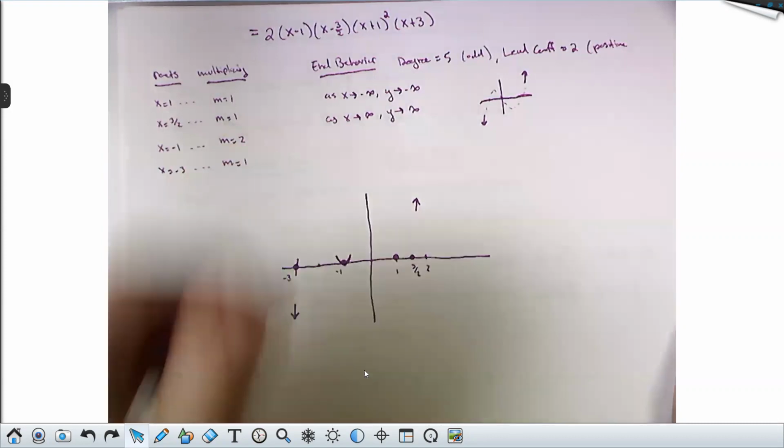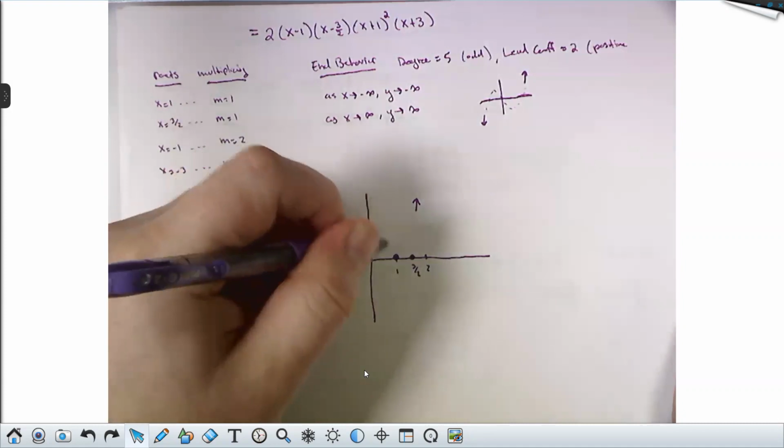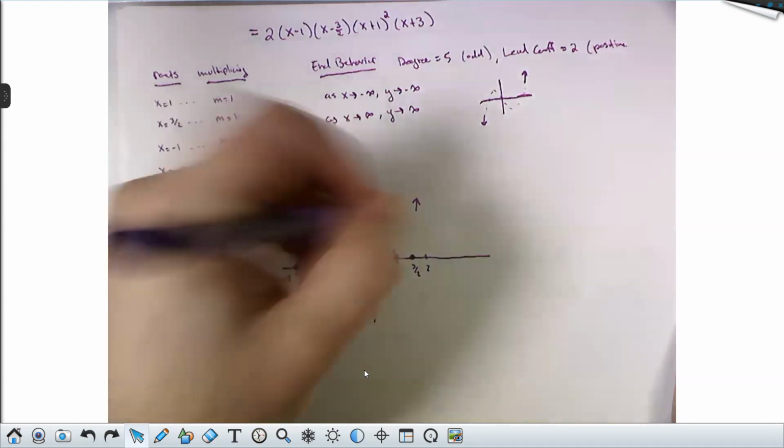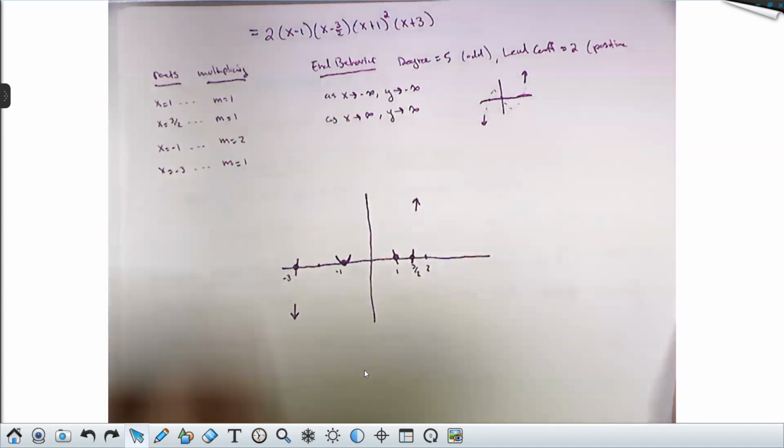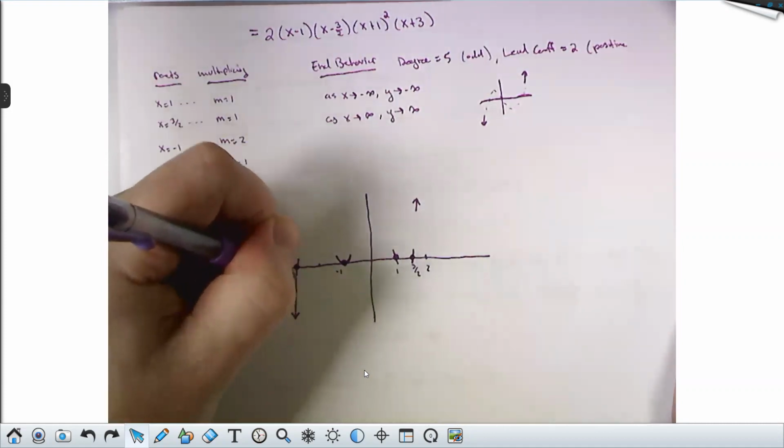The other two roots are multiplicity 1. So I leave here going up. That means I got to come here going like this. And come here going like this. So then we stitch everything together.